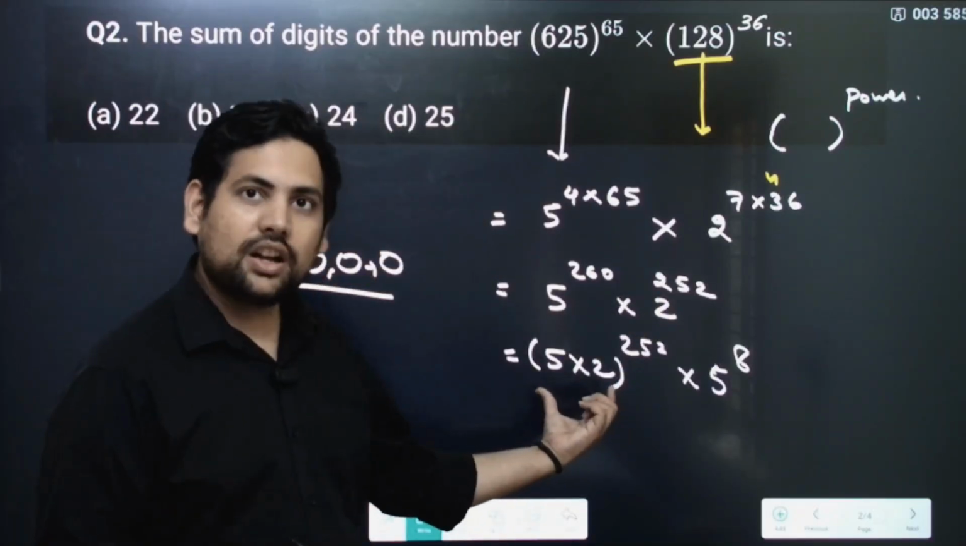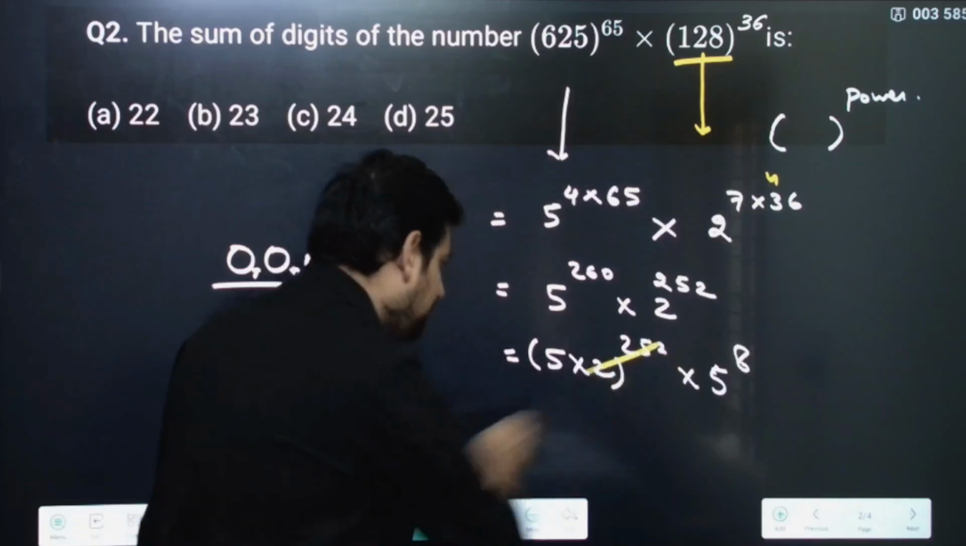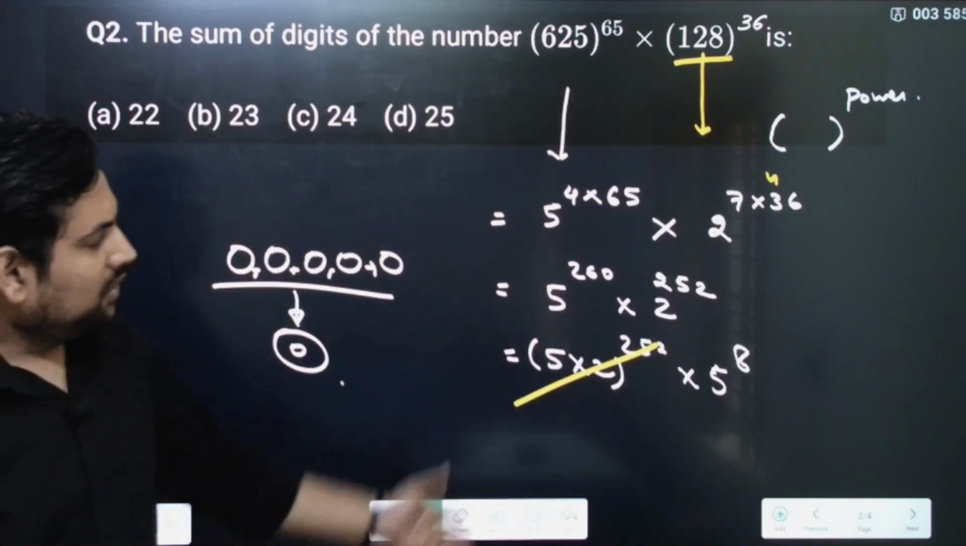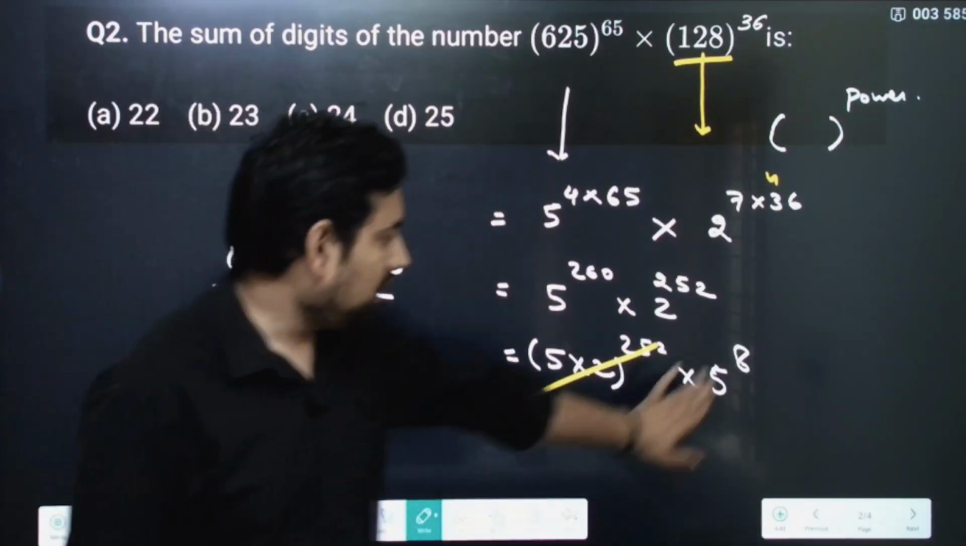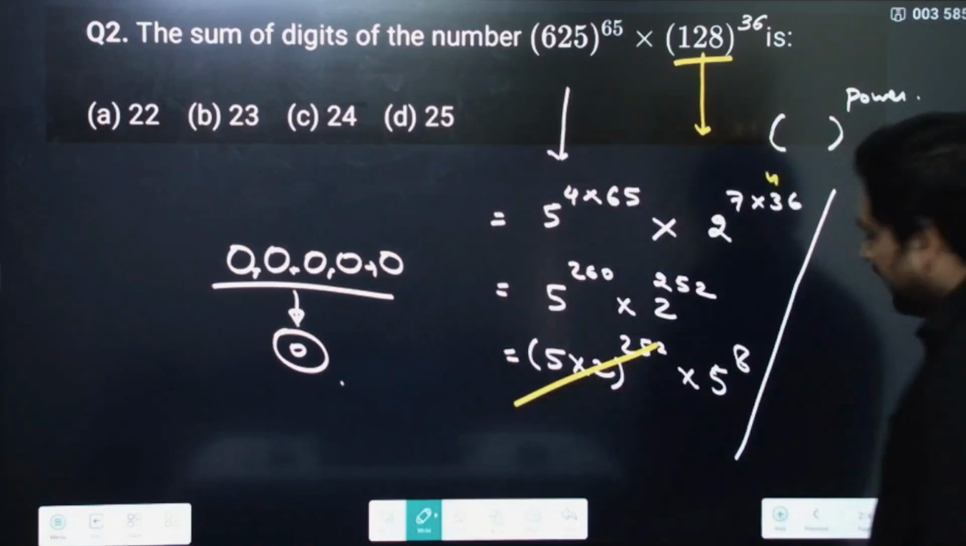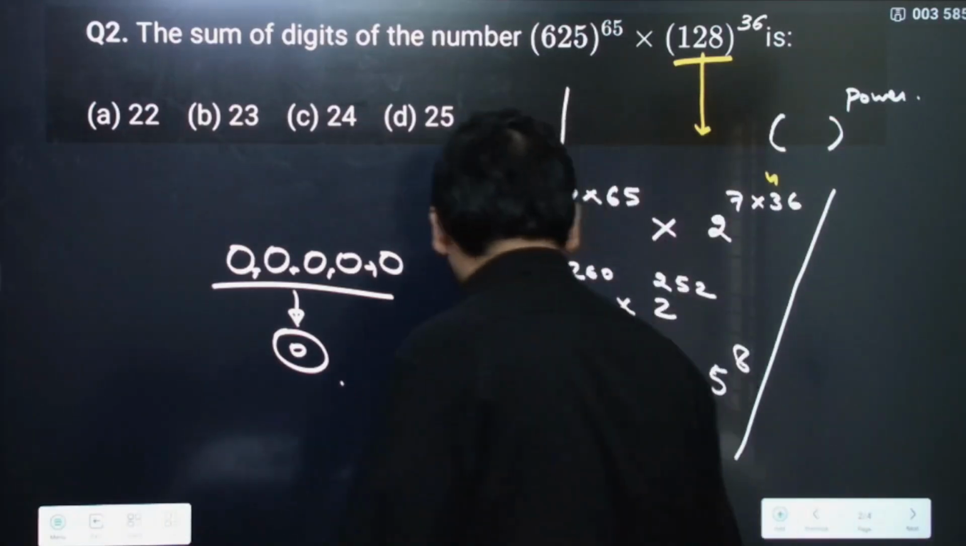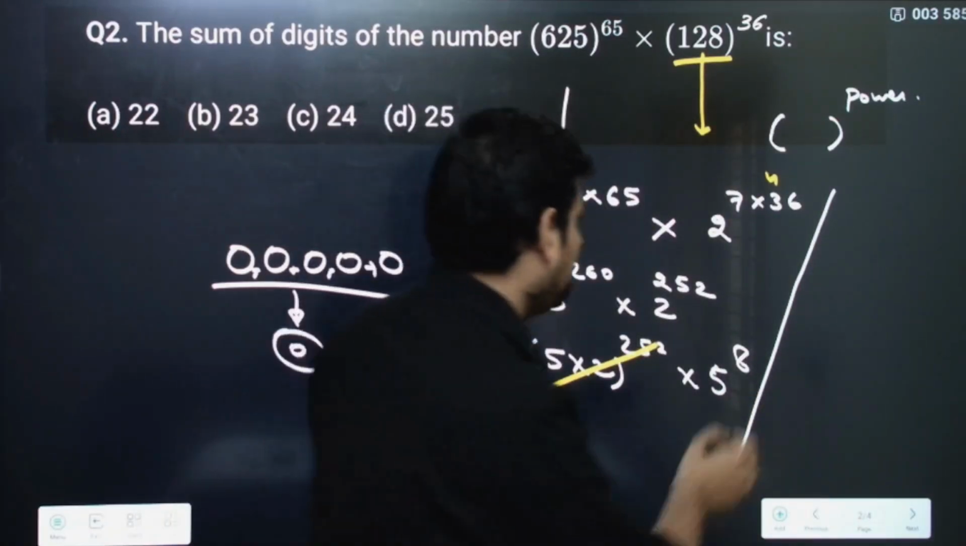Now 5 into 2 is 10. 10 power anything will always give me sum of digits 0. If you want to write it, keep it; otherwise, just leave it. Now you have 5 power 8. How do I find 5 power 8? I have to find the sum of digits of this 5 power 8. So what will I do?